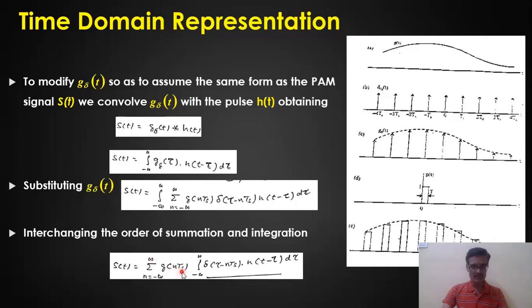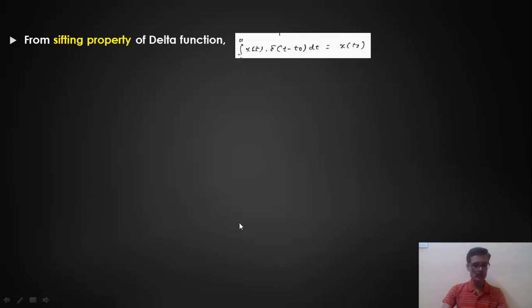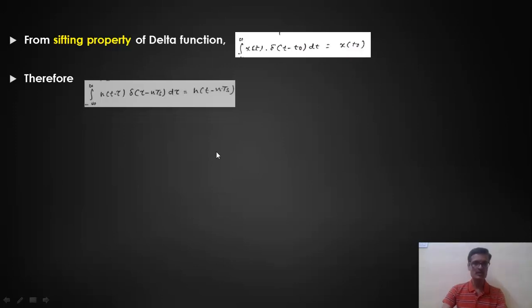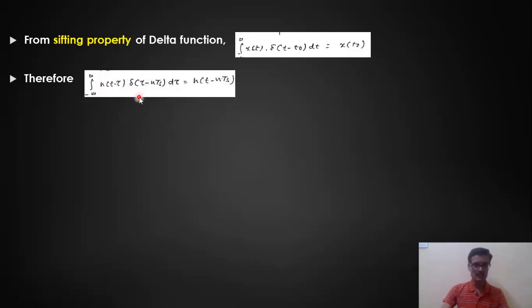Summation of g of nTs is taken out, and then the integration of these two functions. Now, by applying the shifting property to the term, the integral of delta of t minus nTs times h of t minus tau, d tau. The shifting property says that, in general, the integral of a certain function x of t multiplied by delta functions which repeat every t naught seconds is nothing but x of t naught. That's all. If I apply the same rule to the previous equation, this can be written as h of t minus nTs.